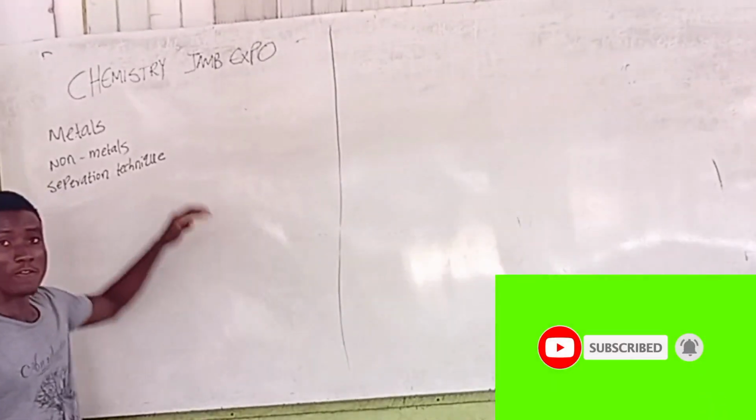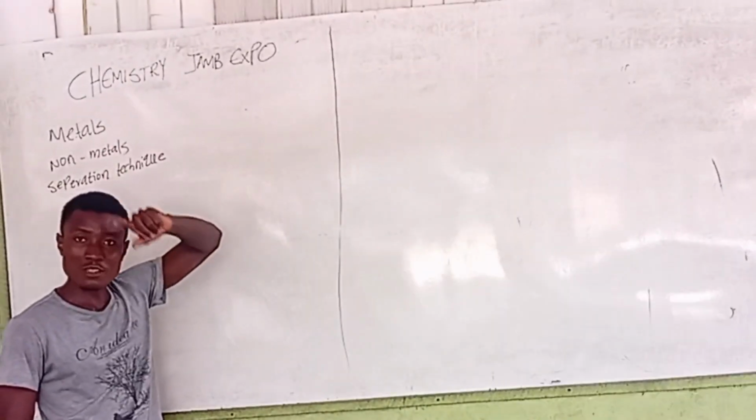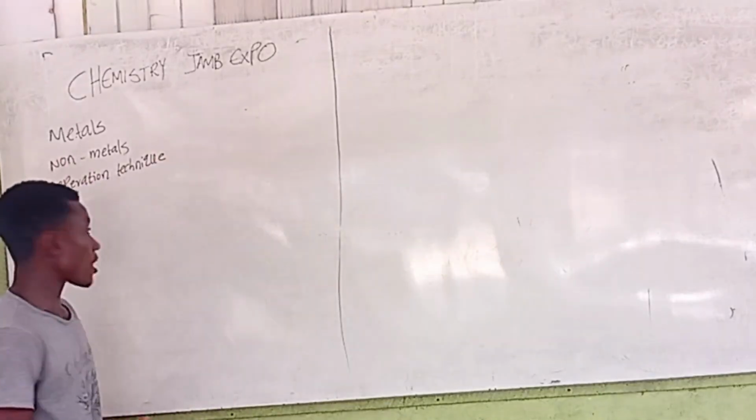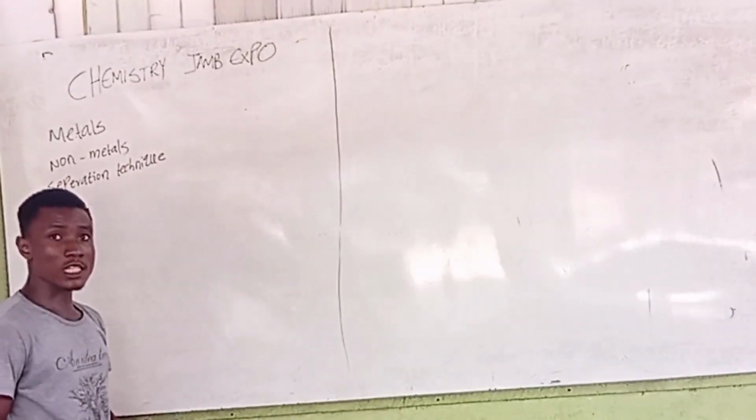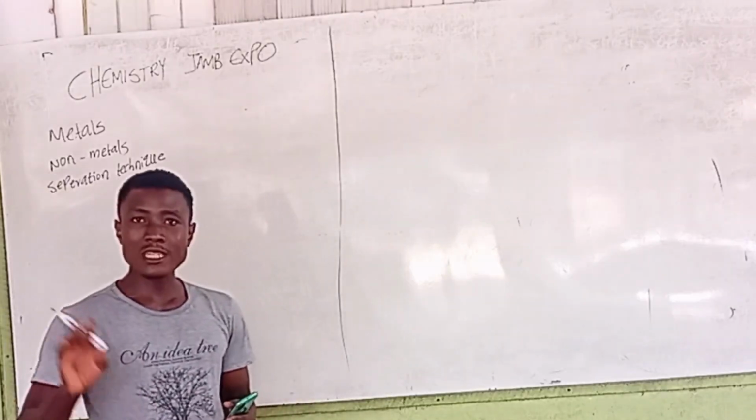Just like I've said, we are focusing on the Chemistry JAMB Expo series. We are revealing what you are supposed to know as far as JAMB is concerned. So today we're talking about metals, non-metals, and the separation technique. Note that metals and non-metals are classifications of elements.